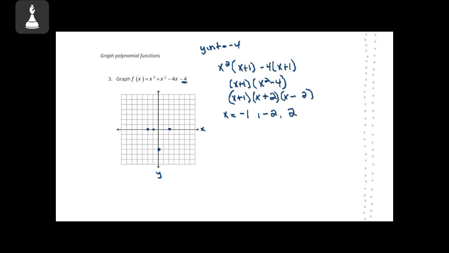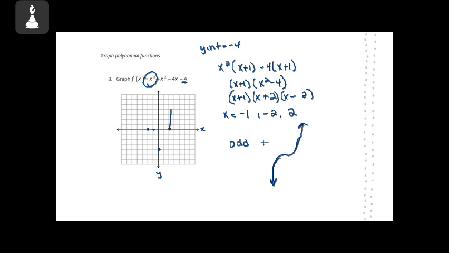Okay, some other things we need here. We are an odd positive, meaning it's going to go like this and then like that. So on the negative end, it's going to go down, and on the positive end, it's going to go up. So we know on this side, it's going up. On this side, it's going down.